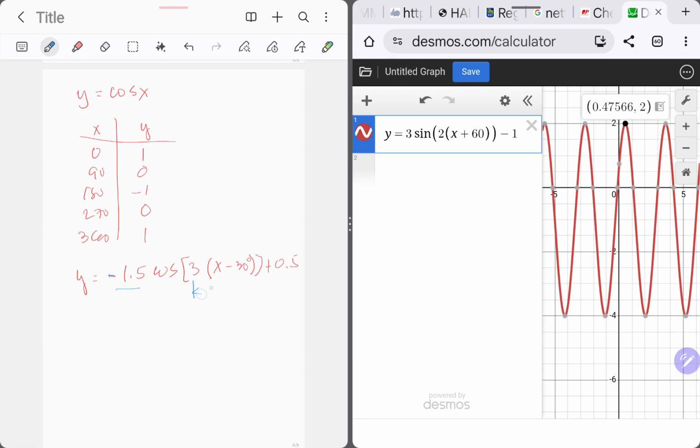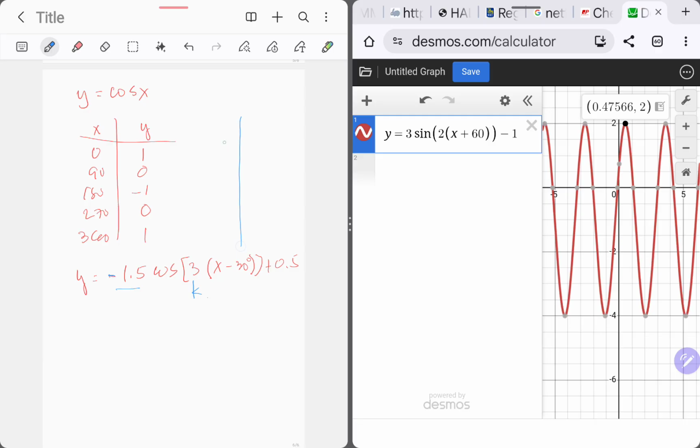We also have our k here, right? This one is our k, the horizontal compression by a factor of 1 over 3, or x over 3. And then we have here the phase shift of 30 degrees, and it's negative, so x minus 30, that would be a phase shift to the right. And then we have 0.5 here, which is a vertical shift. So we will now create the other table.